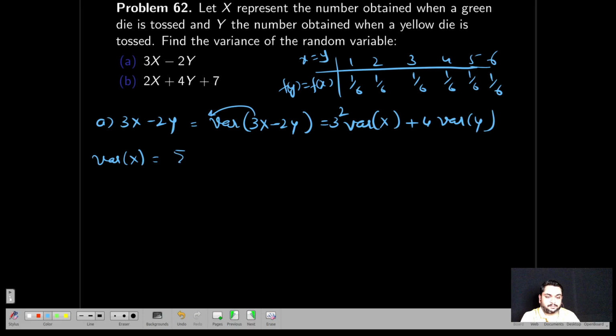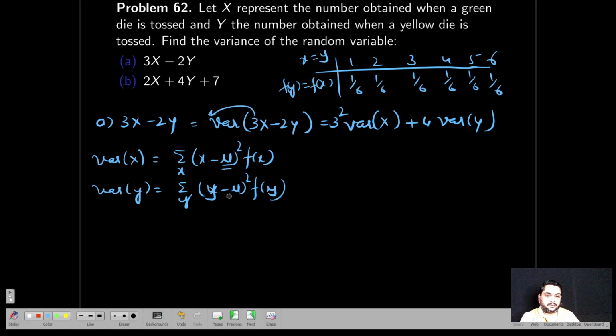So we find now the variance of x. That will be equal to the summation of x minus mu whole square f of x. Similarly, the variance of y is the summation of y minus mu square into f of y. In the previous part we calculated this mu value, the expected value of x, 3.5. So substitute and calculate. Both are the same, so we'll get the same variance. I think we'll get it as 35 by 12. Both are the same, 35 by 12.